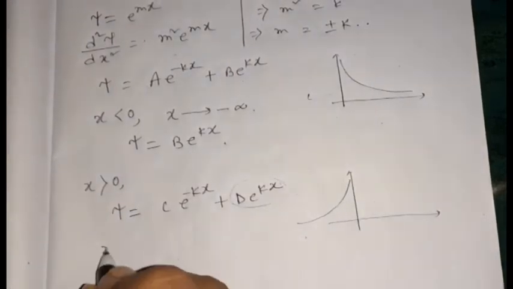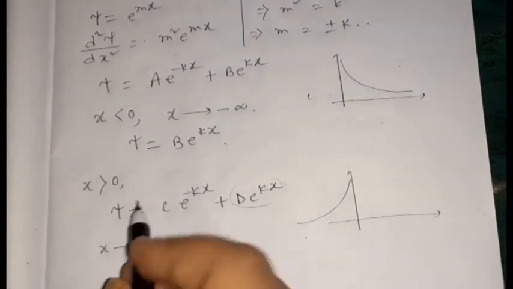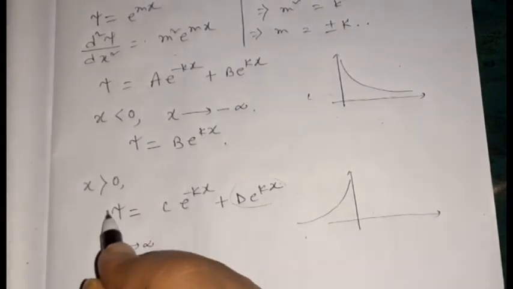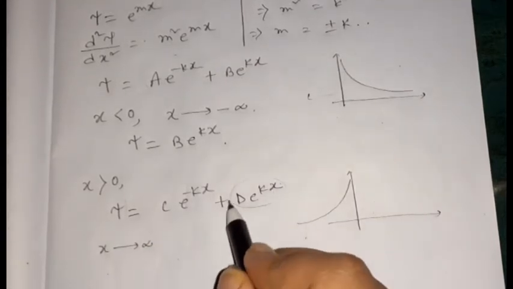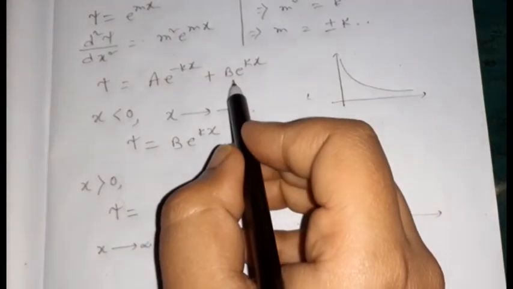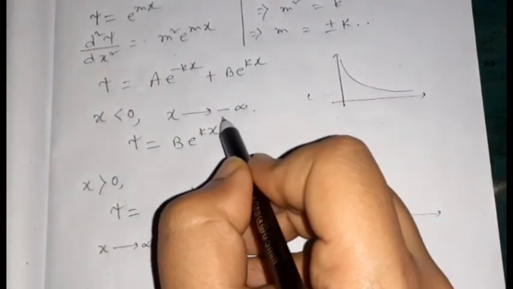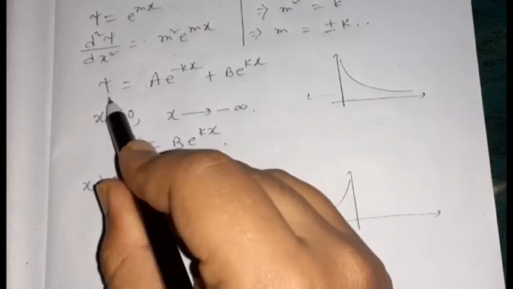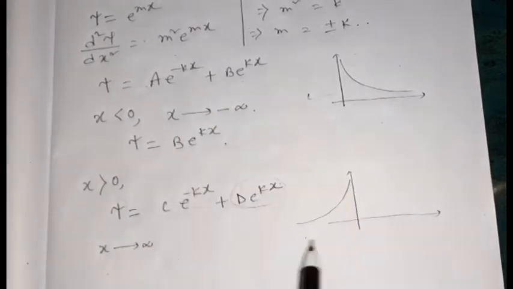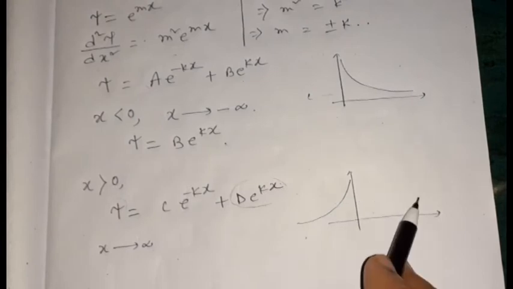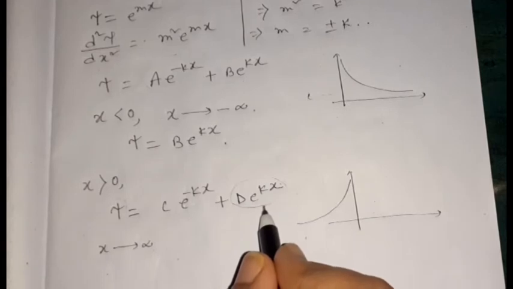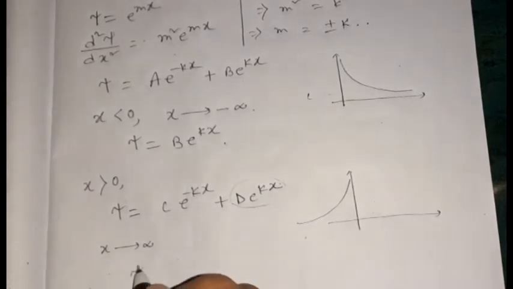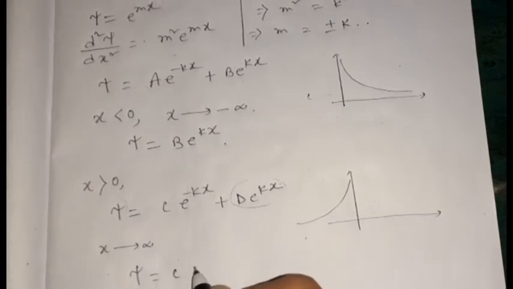So at x tends to infinity, psi has to be finite, so this term has to blow up. Here also the same case: at x tends to minus infinity, psi has to be finite, so that's why this also blows up. So you can see there is nothing present here, so that's why this is 0, and now I get these two solutions.